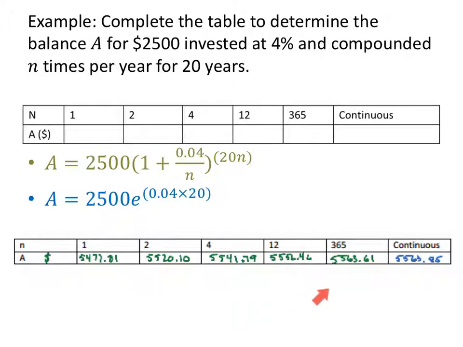You can see we've gained quite a bit of money. Well, okay, almost $100 from annual to daily. But from daily to continuously, we gained 24 cents. So getting daily interest, that's pretty good. It's almost as good as continuous in the short term. 20 years, that's considered short term.